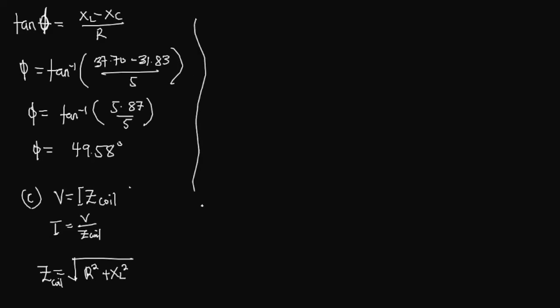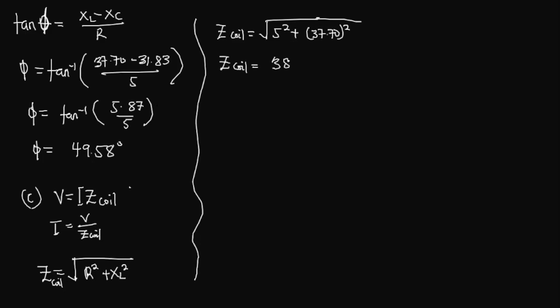So the impedance of the coil will be equal to the root of R, which is 5, so we're going to have 5 squared plus XL, which is 37.70, squared. So the impedance of the coil, or the overall opposition to the flow of current in the coil, is equal to 38.03 ohms. So this is the impedance of the coil.